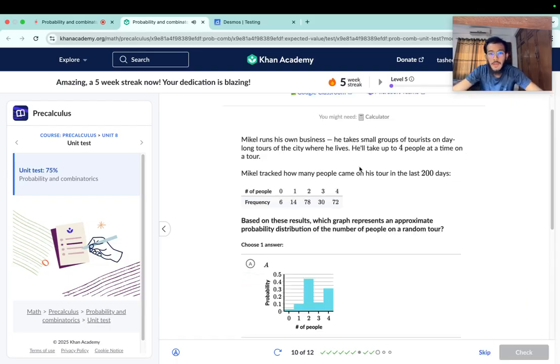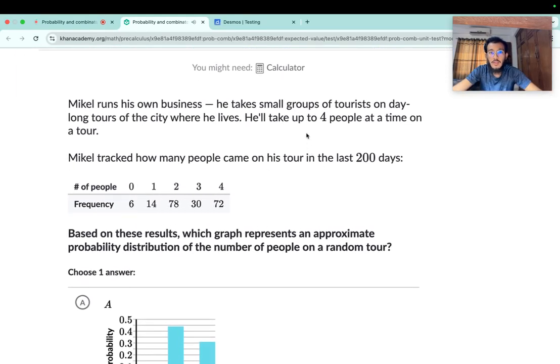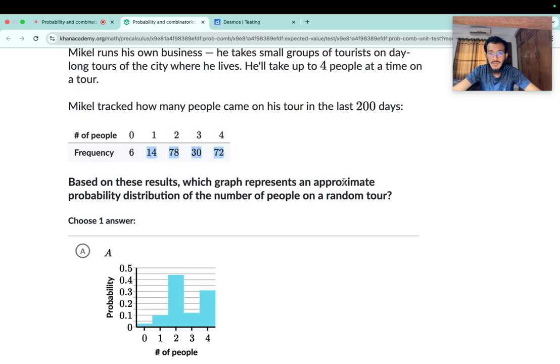All right. Mikkel runs his own business. He takes small groups of tourists on day-long tours of the city where he lives. He'll take up to 4 people at a time on a tour. Mikkel tracked how many people came on his tour in the last 200 days. Okay, so 0 people came in 6 tours, 1 person came in 14, and so on and so forth. So 6 days, and this would add up to 200. Based on these results, which graph represents an approximate probability distribution of the number of people on a random tour?